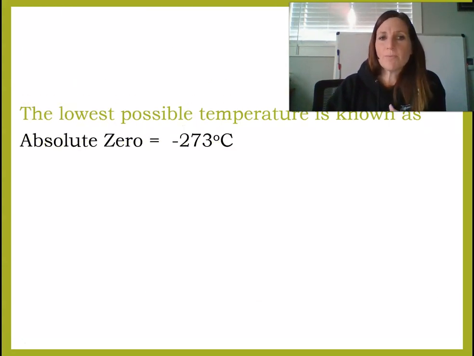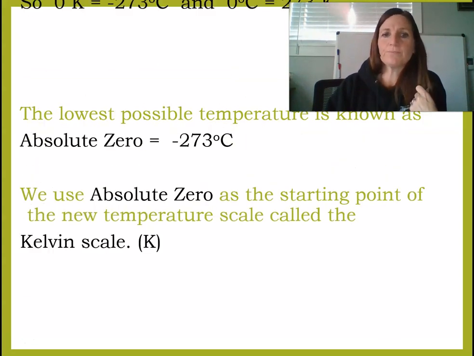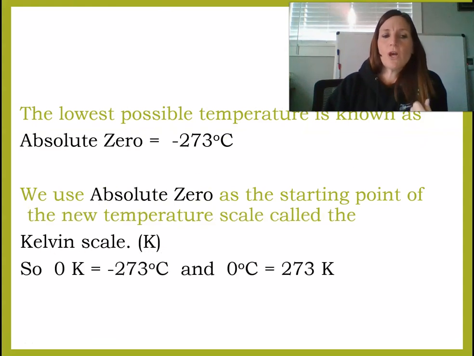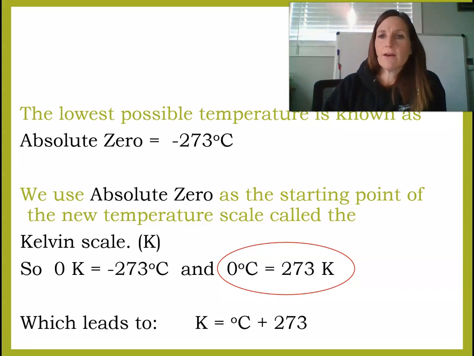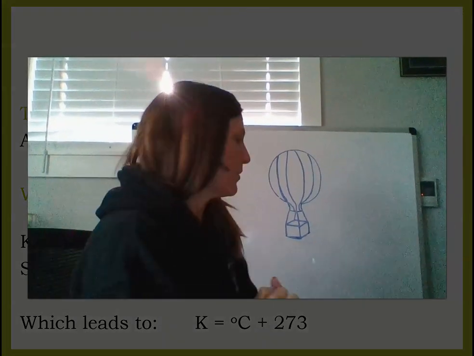So the lowest temperature possible is negative 273 degrees Celsius. We call it absolute zero. These are all things I've already told you. And so 0 Kelvin is negative 273 degrees Celsius, and 0 degrees Celsius, which is the temperature water freezes, is positive 273 Kelvin. So we need to learn how to exchange between Celsius temperature and Kelvin temperature, because you're going to need to do a lot of that in your math problems.